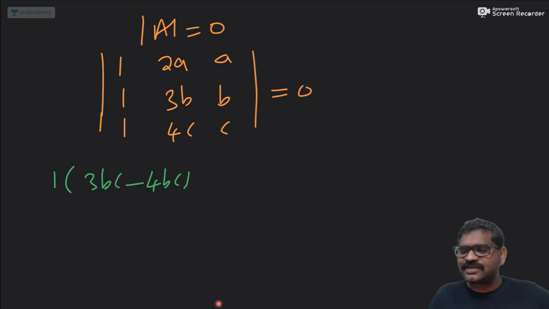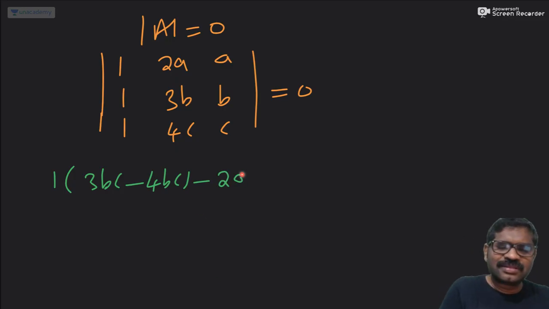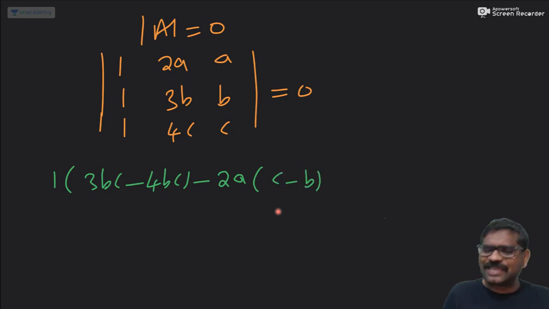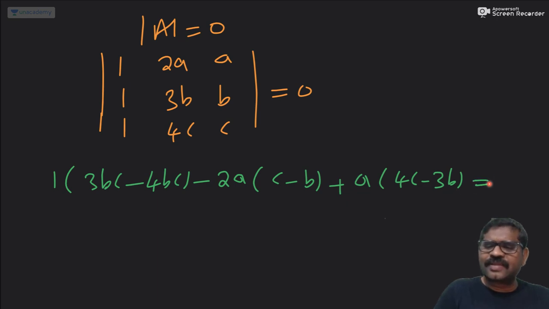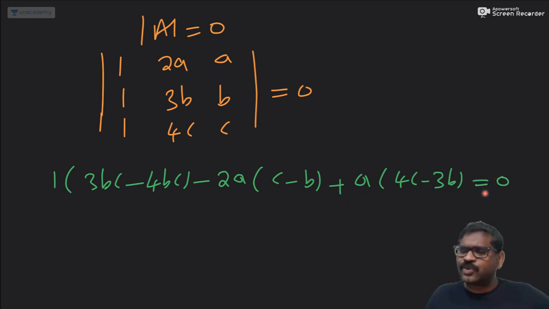Harshit, what is the use of free variable here? Huh? 2a of c minus b, a of 4c minus 3b, because you can apply operations. You can apply operations, no problem.